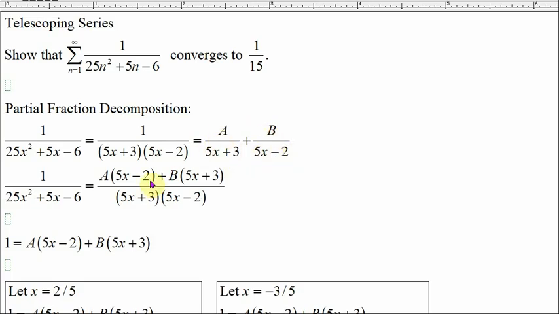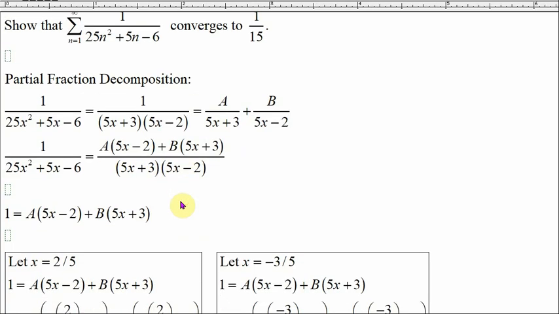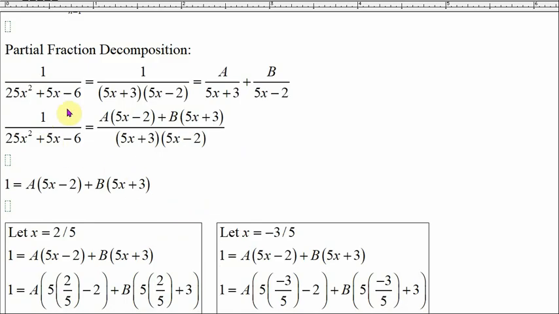So it would be constant A times 5x minus 2, plus constant B times 5x plus 3, divided by the product of 5x plus 3 and 5x minus 2. From here, we can see that 1 is equal to A times 5x minus 2 plus B times 5x plus 3.